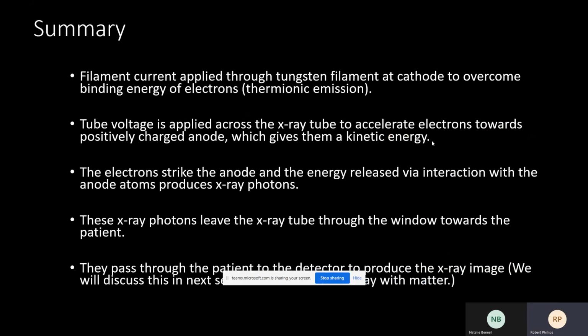So in summary, filament current is applied through the tungsten filament at the cathode to overcome the binding energy of electrons, which is called thermionic emission or Edison effect. Tube voltage is applied across the X-ray tube to accelerate the electrons towards the positively charged anode, which gives them kinetic energy. The electron strikes the anode, and the energy released via interaction with the anode atom produces the X-ray photon. These X-ray photons leave the X-ray tube through the window towards the patient. They pass through the patient to the detector to produce the X-ray image, and we'll discuss the interaction of X-rays with matter in another class.